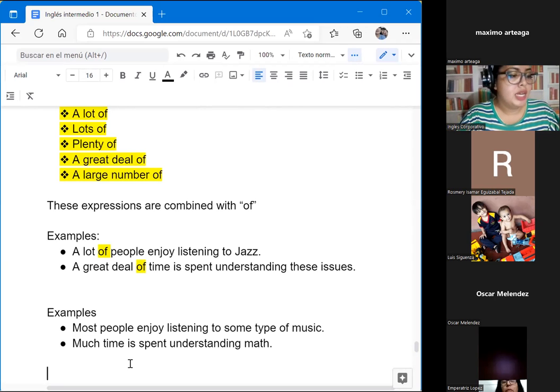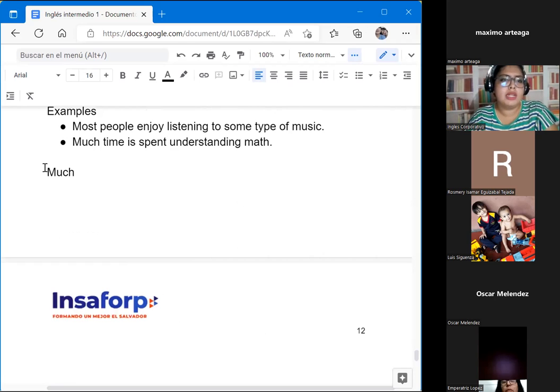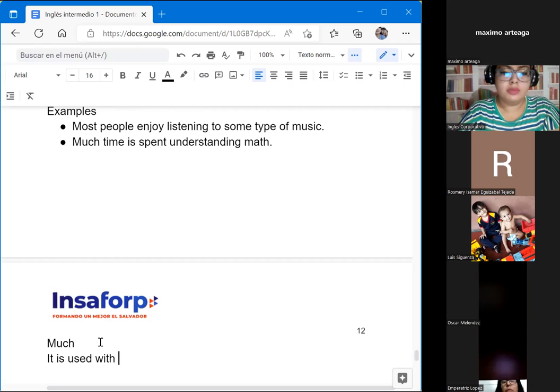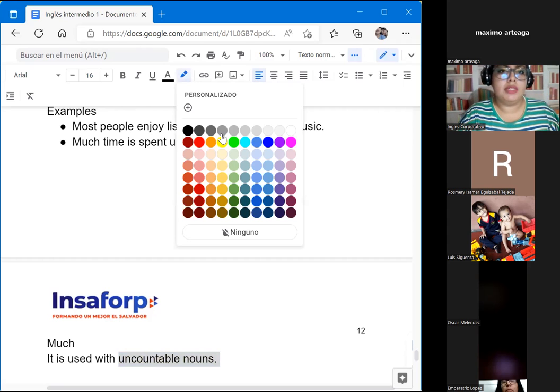Then we have the expression "much". I think that this one is very used in English when we are talking about quantities, because it's very understandable to use this word. Much is used with uncountable nouns. Vamos a utilizar much con nombres no contables. Siempre lo vamos a utilizar con nombres no contables.